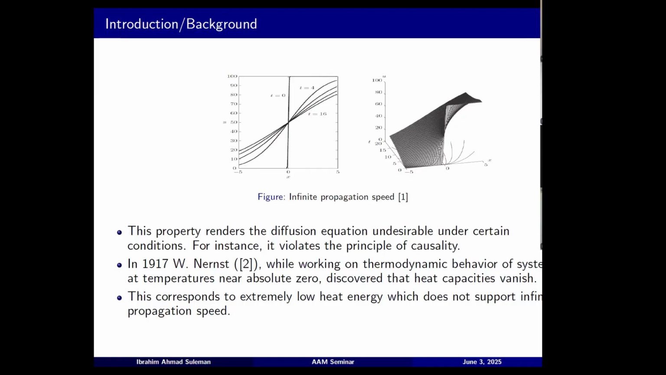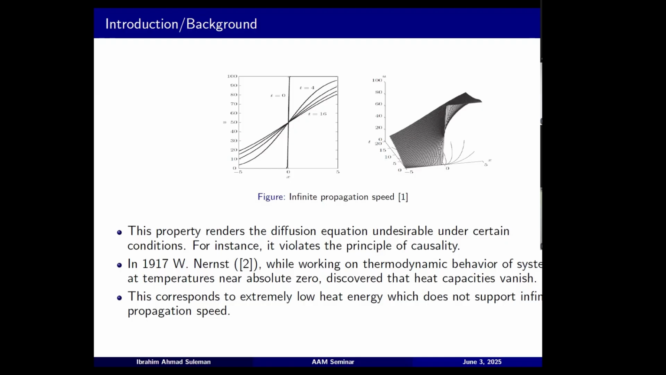So what does this lead to? This property renders the diffusion equation actually to be an undesirable model under certain conditions. Like I mentioned before, under relativistic considerations, where the speed limit of the universe is the speed of light, this violates the principle of causality because it's actually propagating at a speed which is infinite.